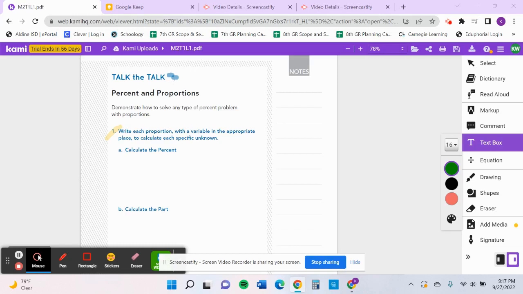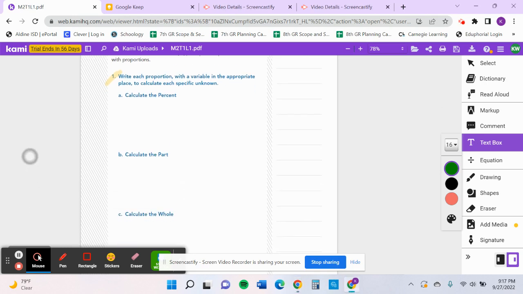This is Module 2, Topic 1, Lesson 1, Talk the Talk activity. It says, demonstrate how to solve any type of percent problem with proportions. Number 1, you're going to write each proportion with a variable in the appropriate place to calculate each specific unknown.